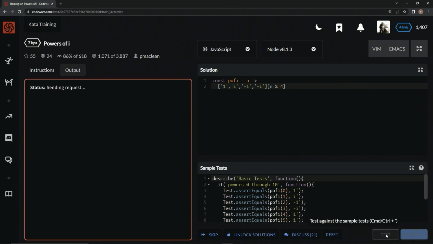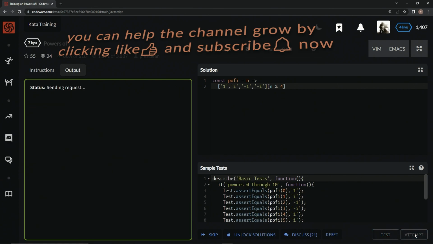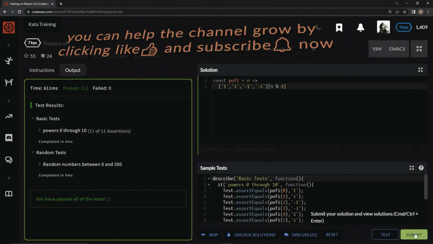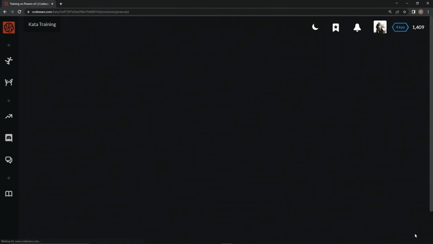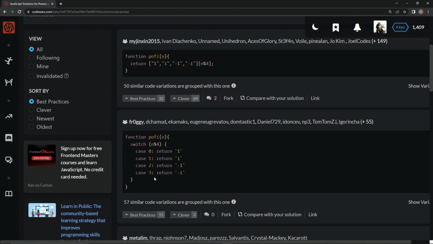And let's test that out. And look at that, just like that. And attempt it and submit it. All right, you see, pretty much there it is right there.